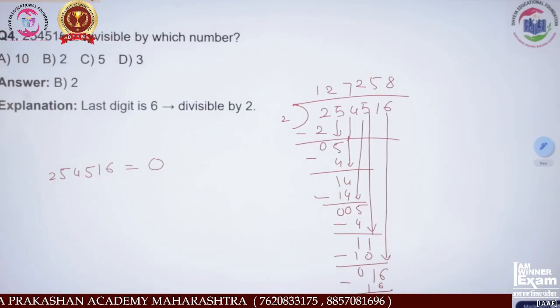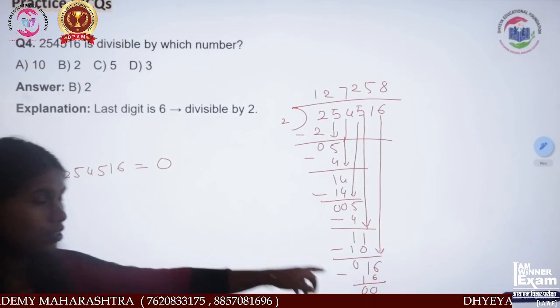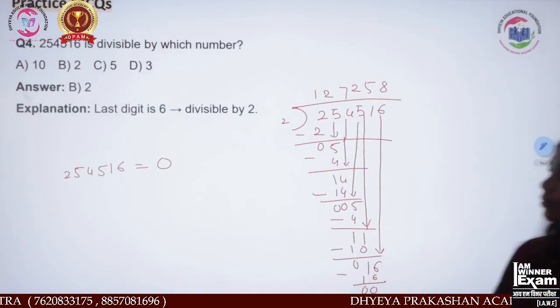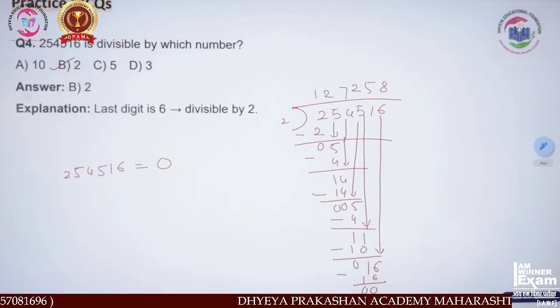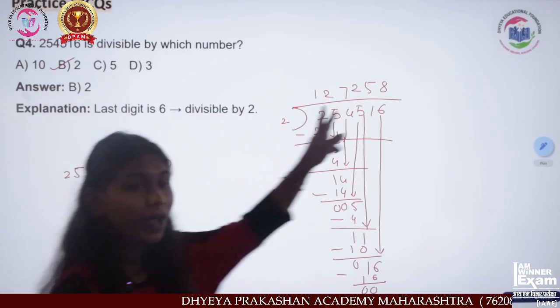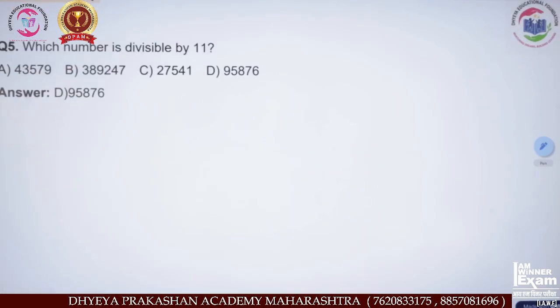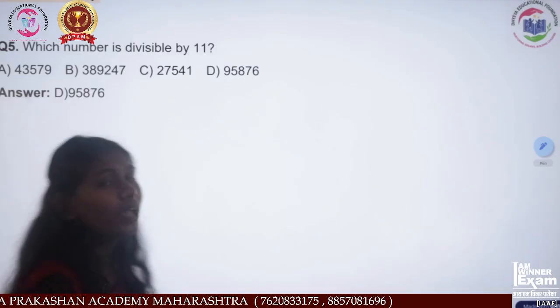Okay, like this. In the remainder you will get 0. What does it mean? Option number B, 2 is the correct option, that this number is divisible by 2. Okay, then next, which number is divisible by 11?